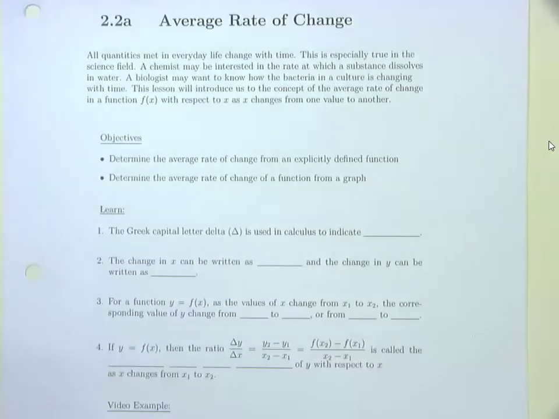Now, to set you guys up, it says, all quantities met in everyday life change with time. This especially is true in the science field. Chemists may be interested in the rate at which a substance dissolves in water. A biologist may want to know how the bacteria in a culture is changing with time. These lessons will introduce this concept of average rate of change of some kind of function f of x with respect to x as x changes from one value to another. And then basically what we're talking about here is this concept of slope, rate of change in y over the change in x. Okay, so here we go.